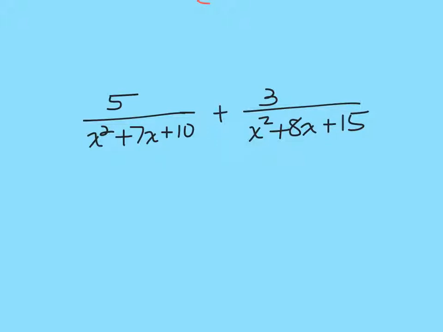Okay, so really, to this point in the chapter, we've had two kinds of problems. We've had cancel, that always means factor first, and we've had common denominator. That's it. Those are the only two kinds. So today, we're going to do something a little different than both of those, but let's go ahead and do this problem. Before I get common denominators, let's factor the denominators. Two factors of 10 that add up to 7 are 5 and 2. So that factor is x plus 5, x plus 2. And on the second one, two factors of 15 that add up to 8 are 5 and 3.